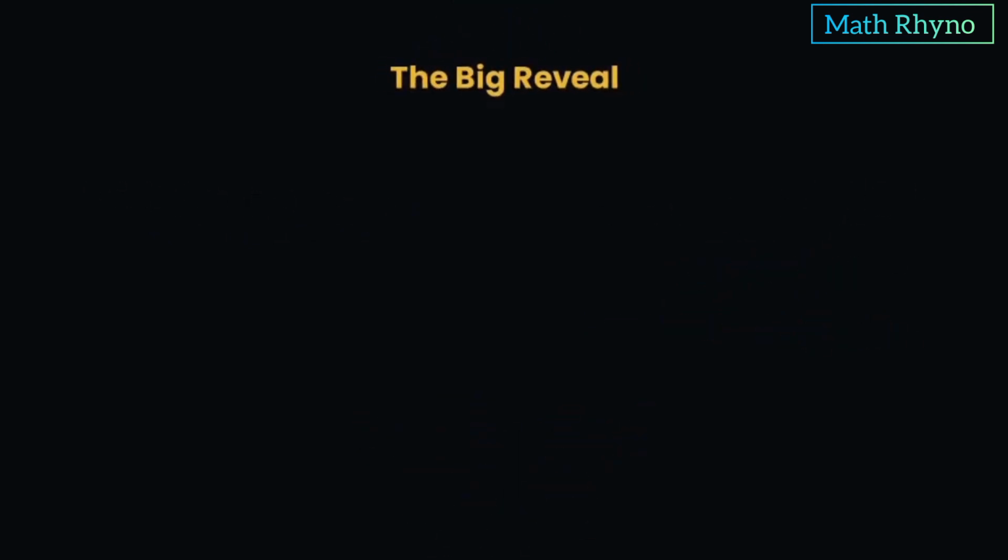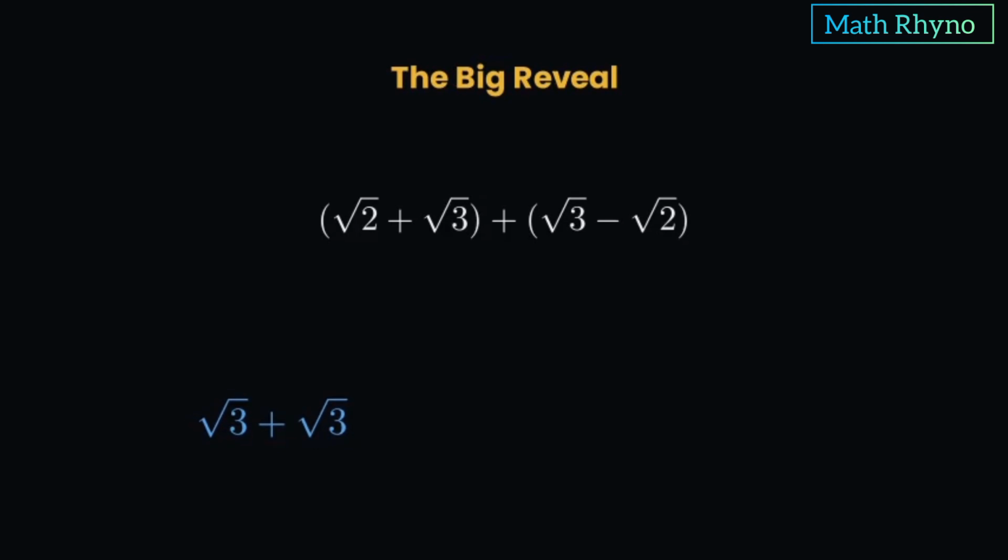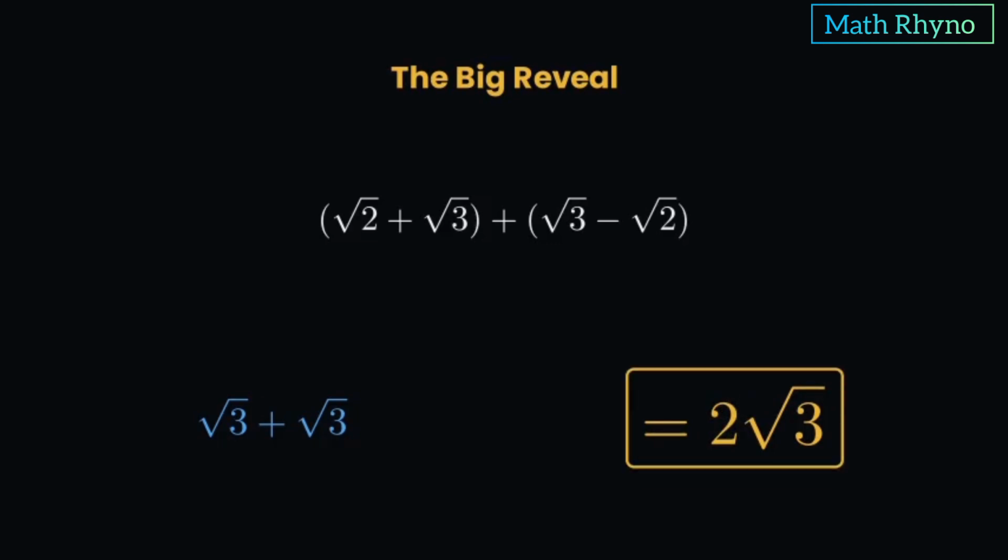Now, for the moment of truth, let's put back all the simplified pieces together. That is the root of 2 plus the root of 3 plus, in bracket, the root of 3 minus the root of 2. Watch closely. The positive root of 2 and the negative root of 2, they cancel completely. Aha! And what is left is the root of 3 plus the root of 3, and that is simply 2 root of 3. A wall of nested square root collapses into 2 root of 3, and that is the entire secret. Wow!